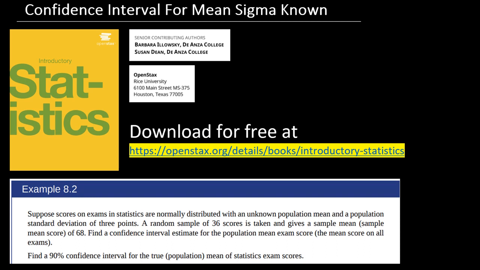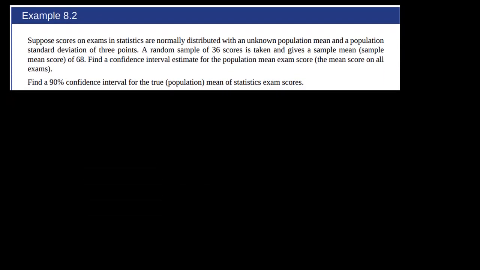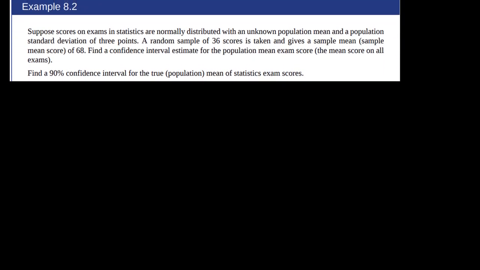In this video, I'm going to go through an example of finding a confidence interval for the population mean when sigma is known, and I'm going to be using Microsoft Excel as my calculator. This example comes from the free online Introductory Statistics textbook available via this link here. Alright, so let's start by reading through the example.